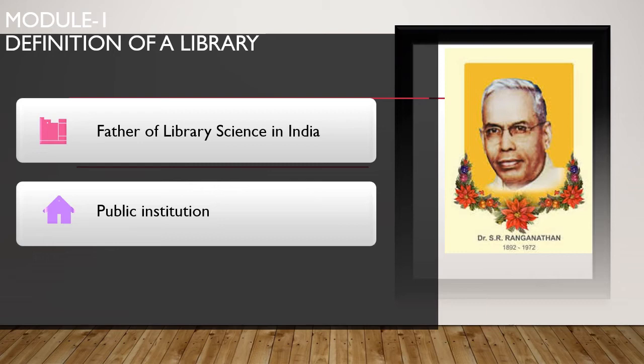Since he is the father of library science in India, we have to know some of his biography. So when you click on his picture, here I have given the link to his biography, which is stated in Britannica.com. So let us learn some of the points on his biography. Dr. Sheetali Ramamurtha Ranganathan is the father of library science in India. He was born on 12th August 1892 in Sheerkali in Tamil Nadu and died on 27th September 1972.